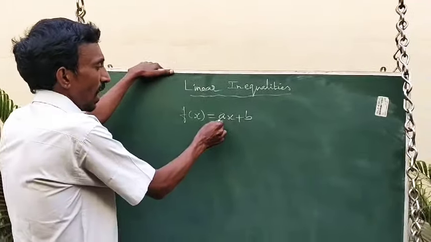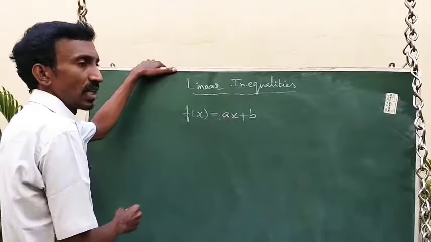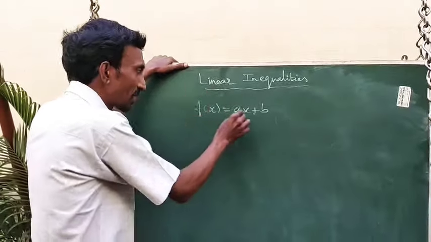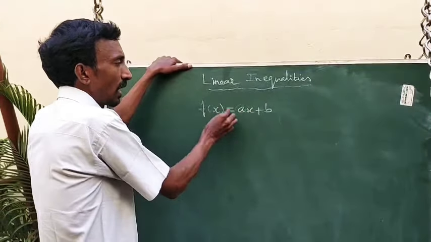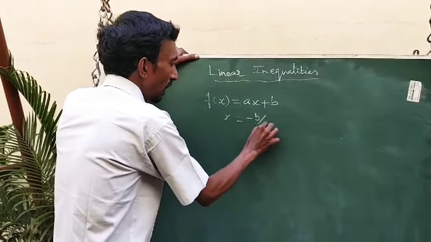And here, if you consider y equal to ax plus b, then a is the slope of the line and b is the y-intercept. If you want to get the x-intercept, put y equal to 0, and we get minus b by a. So x equals minus b by a.